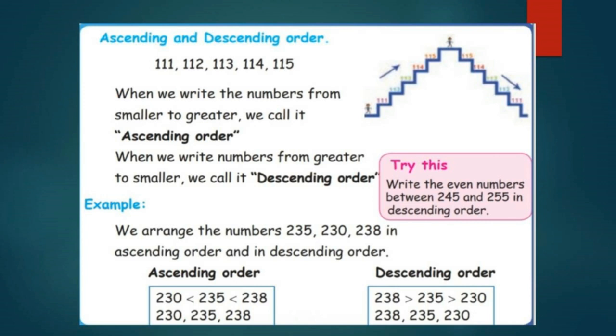The next one we are going to arrange in descending order. Descending order means from greater number to smaller number. Which is the greater number here? It is 238. Next number, 235. Then the last one, 213. Yes, very good.